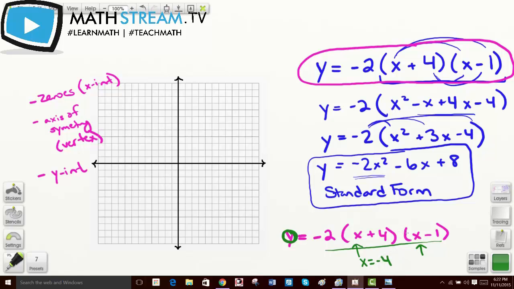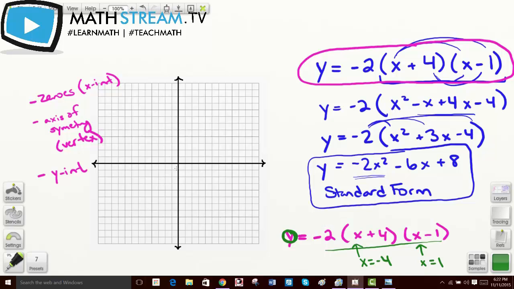Secondly, we could try to make the second piece 0. What would x need to be to get the second piece to equal 0? Well, it could equal just +1. If I plug in +1 here, 1 minus 1 will be 0. It doesn't matter what the rest of the equation is. If that one part is 0, when we multiply, the whole equation goes to 0.